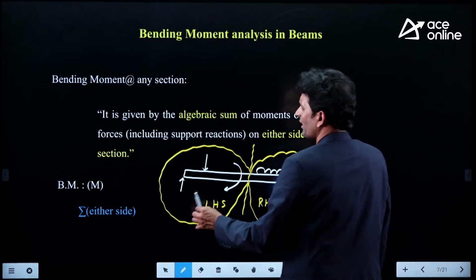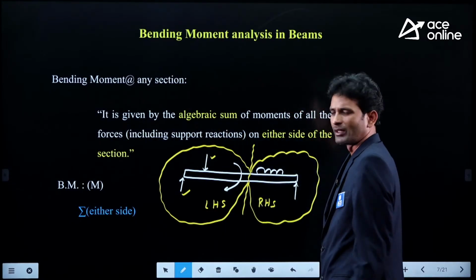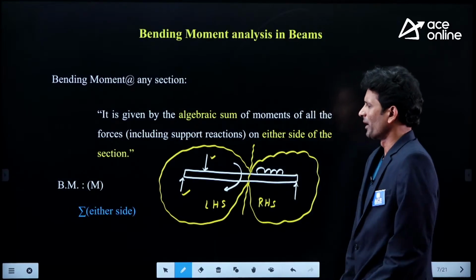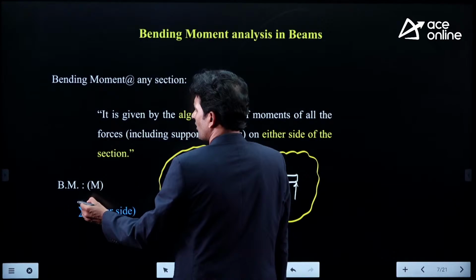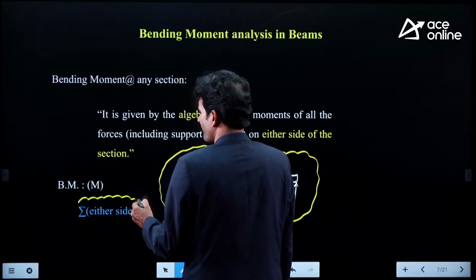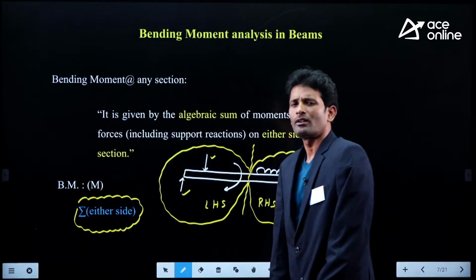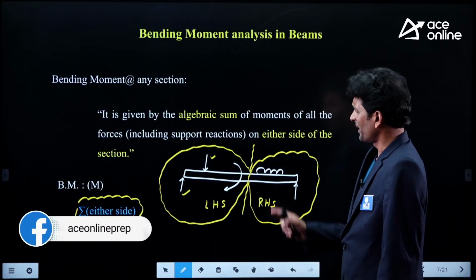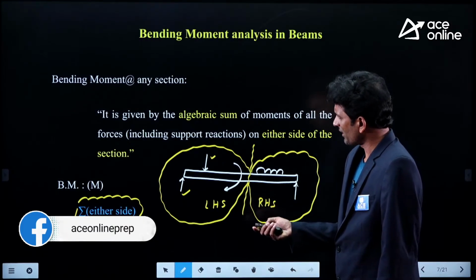When we are taking the moment of all the forces, we need to include the support reactions also in the calculation of a bending moment. Simply I can say, bending moment at any section is nothing but an algebraic sum of moments of all the forces, either left hand side or right hand side of my section. Then what is the sign convention we have for the bending moment calculation?